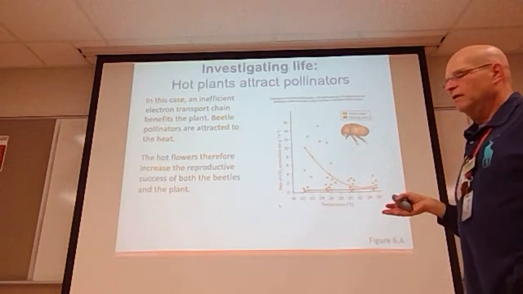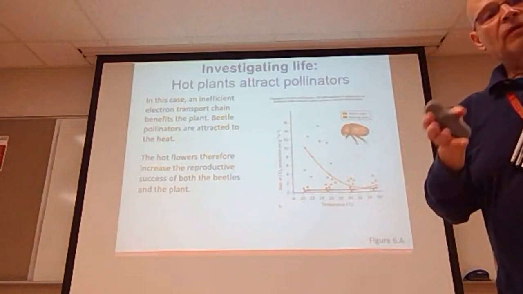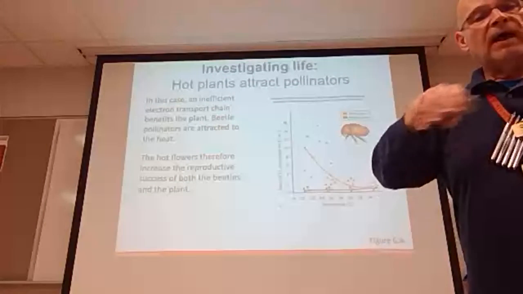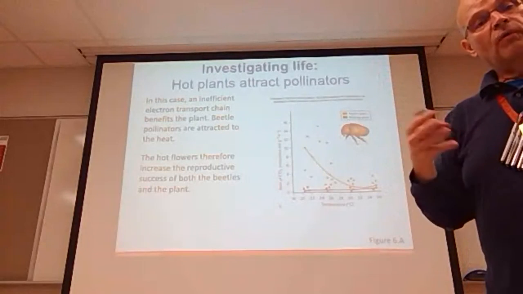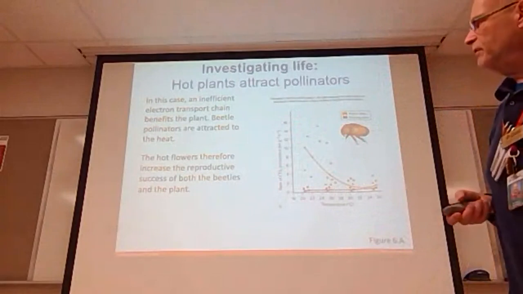By giving off that heat, the beetles can find the plant. Therefore, if the beetles get food, the more they can eat, the more they can reproduce, and the more they wander around inside the flower, the more pollen they pick up, go to the next plant, pollinate those flowers, beneficial to both plant and animal.